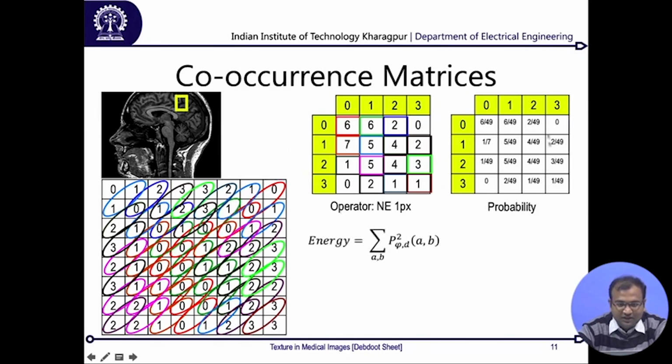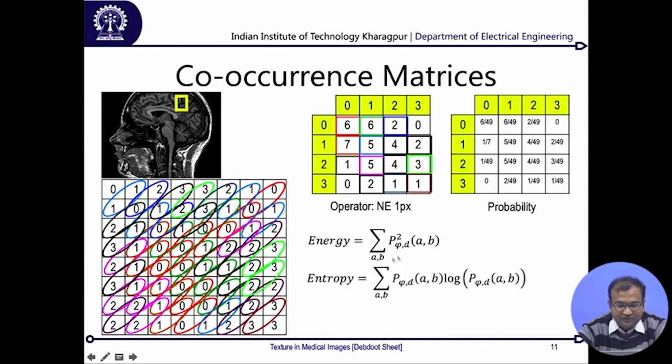Now from there, since we have this probability, and obviously the sum total of this probability table is going to be 1 by definition of probability, we can find out a few interesting measures. One of them is energy, which is defined as the square of the probability. A and B is basically this combination, 0 and 0 is A comma B. Here this particular 0 comma 1 is A comma B. Phi is basically the direction at which you are pointing, so over here it's northeast, and D is basically the distance over which you are going to look, so that's 1 pixel.